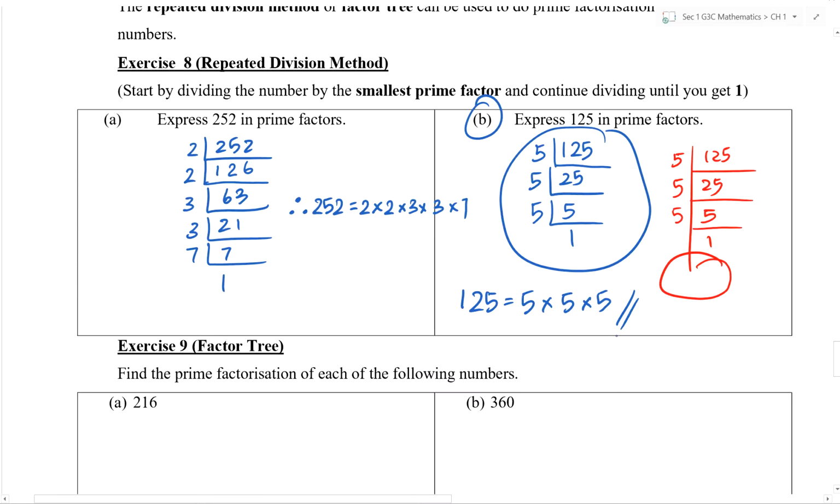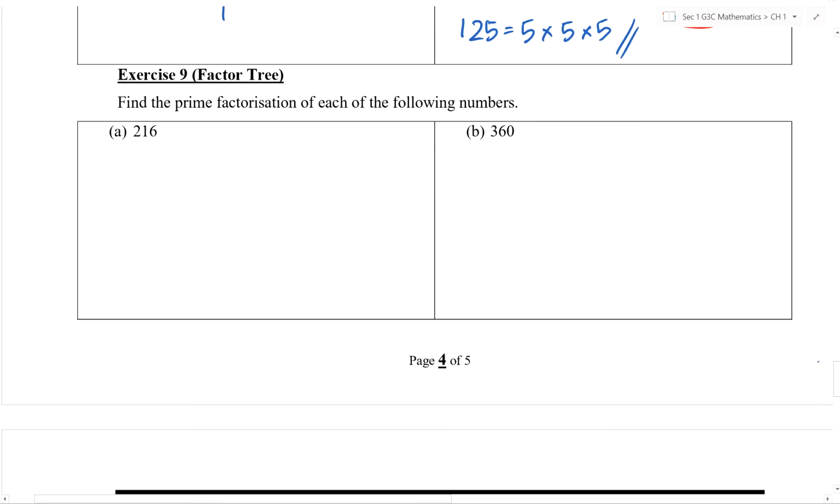Any issues? Okay, moving on. Find the prime factorization. Next one is using the factor tree. I saw some students, you already moved ahead, which is okay, but you didn't read the instructions. You were using the repeated division for exercise 9. You should be using the factor tree. So let me introduce you to the factor tree.